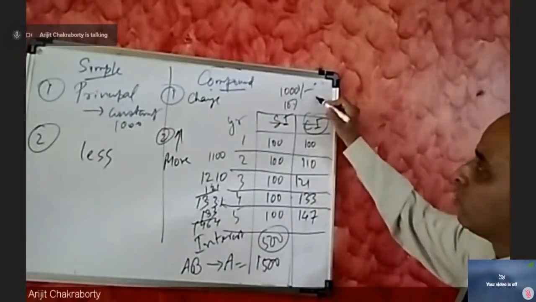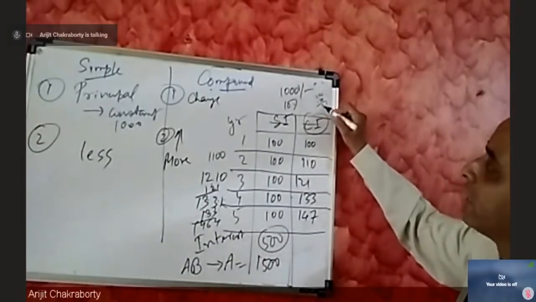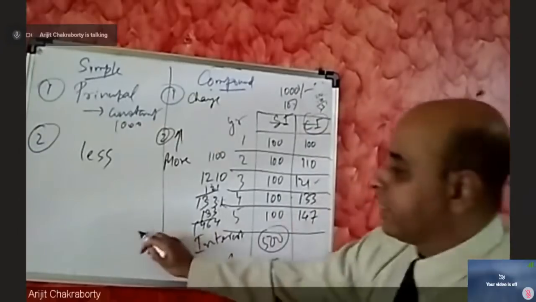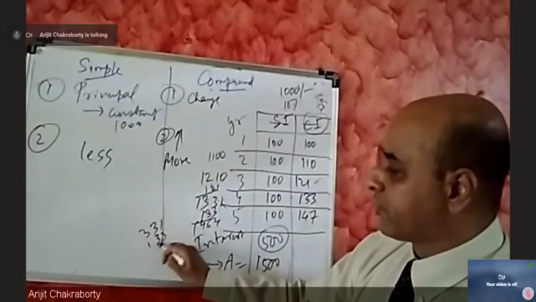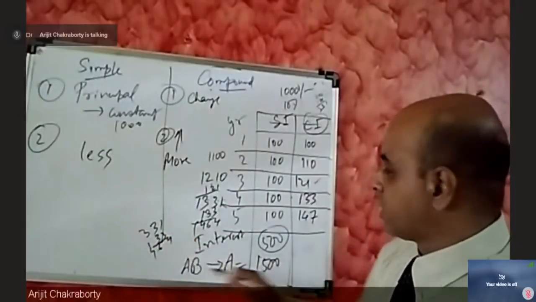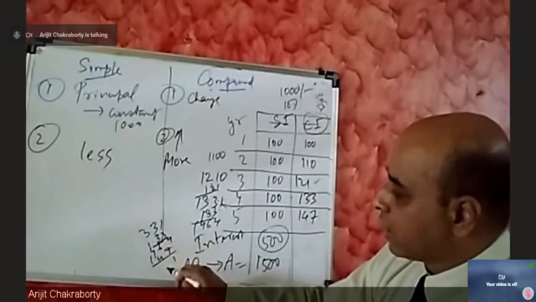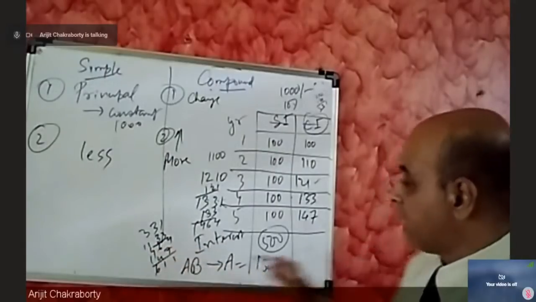So if you add up this side, 100 plus 110 gives you 210. 210 and 121 gives you 331. 331 plus 133, 464 plus 147, that is 611.